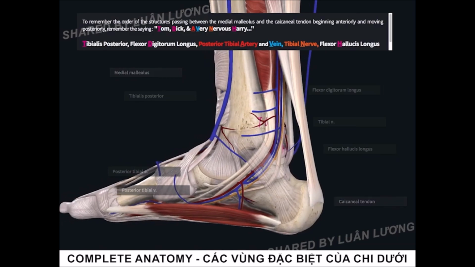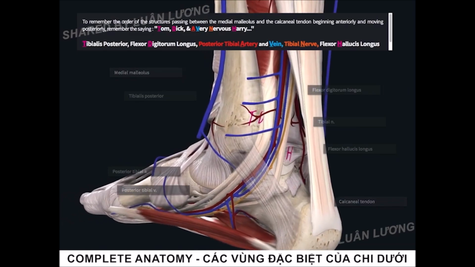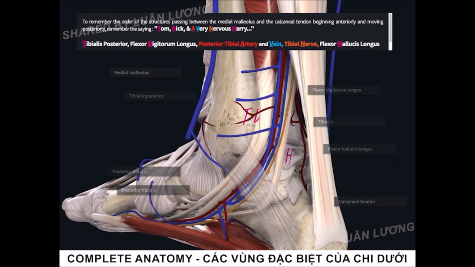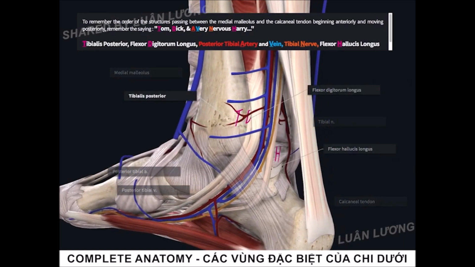The first tendon that you can palpate crossing posterior to the medial malleolus is the tibialis posterior tendon, which is going to start our saying. So T for tibialis posterior is Tom in the mnemonic. D in the mnemonic is for flexor digitorum longus. So the next tendon that we're going to see passing behind the medial malleolus is the flexor digitorum longus tendon.